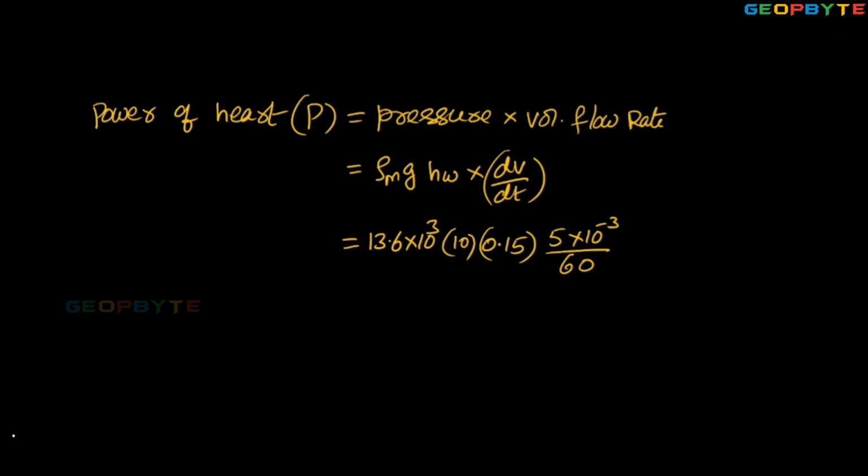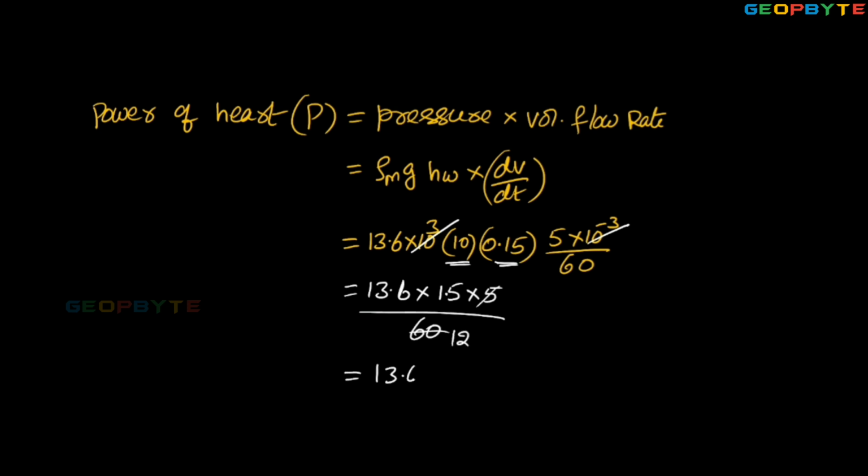Now let us cancel this 10 power 3 and 10 power minus 3. Then it is 13.6 into 10 into 0.15, 1.5, into 5 divided by 60. It can be written as 5 by 60 is 1 by 12. It is 13.6 into 1.5 divided by 12. You simplify this value for getting approximately 1.7 joule per second or watt.